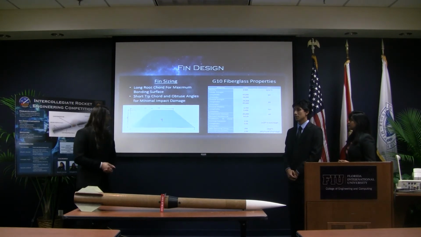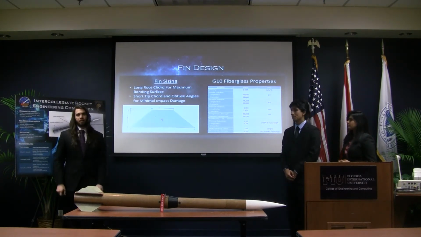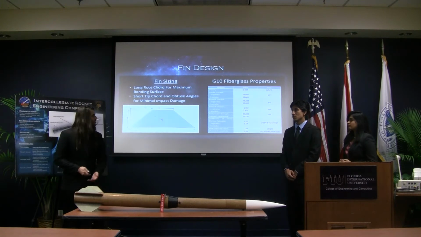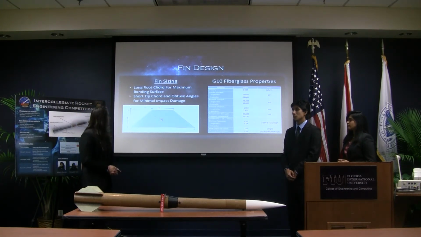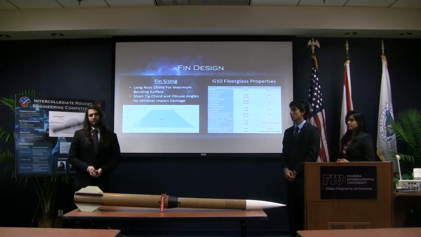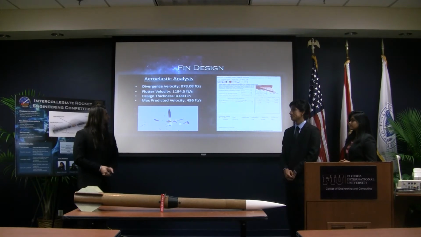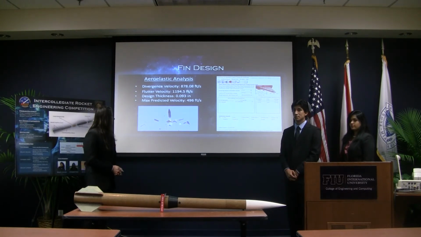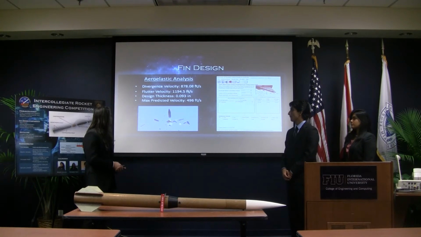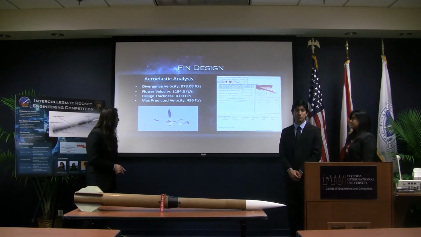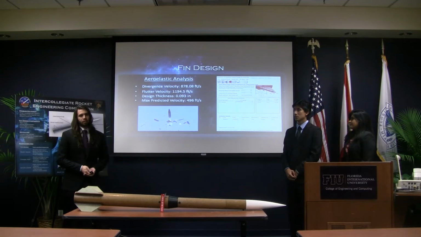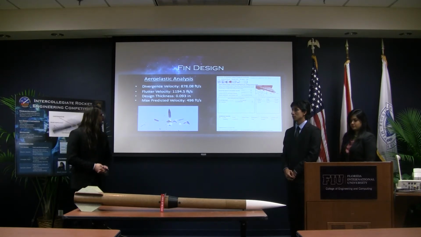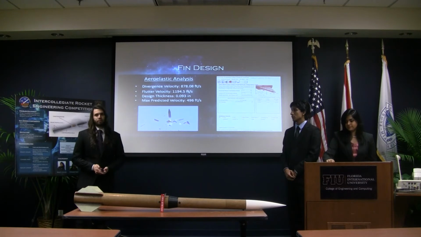For fin design, our actual design shape is designed to minimize damage from landing or any other events. We used G10 fiberglass as our actual material because it's extremely strong and resilient. We did aeroelastic analysis to determine when flutter or divergence will occur. The values we got with that are a divergence velocity of 878 feet per second and a flutter velocity of 1,194 feet per second. That led us to choose a 0.093 thickness for the G10. And our actual max predicted velocity was 496 feet per second.